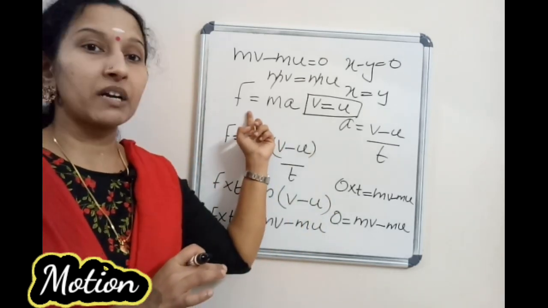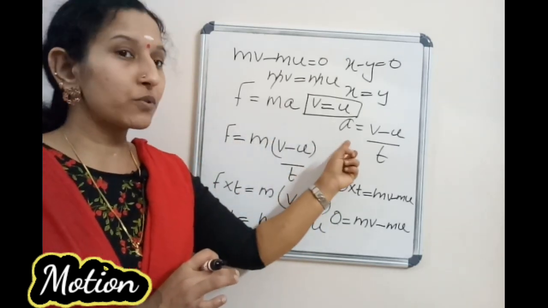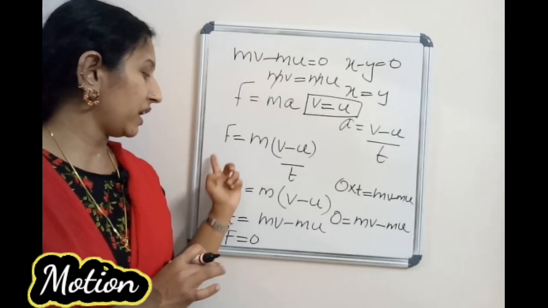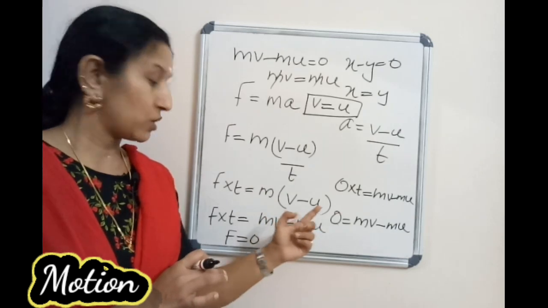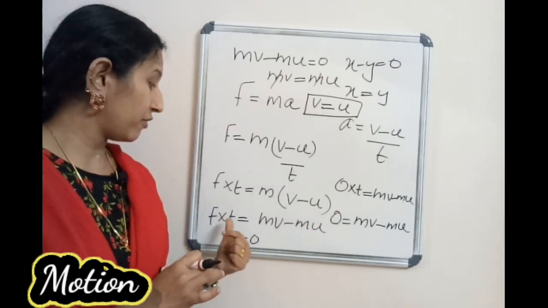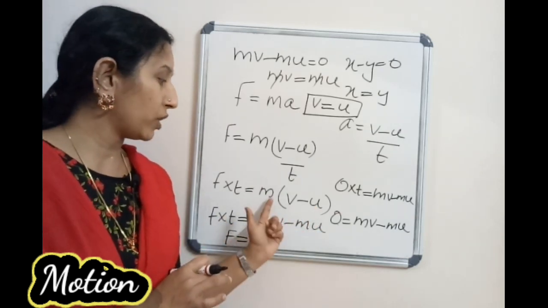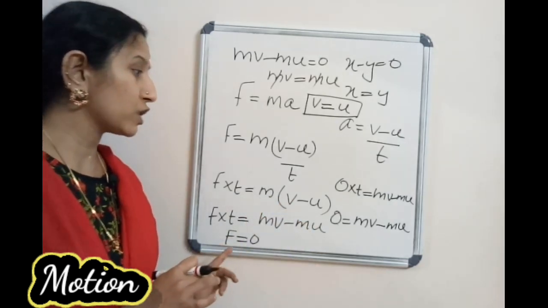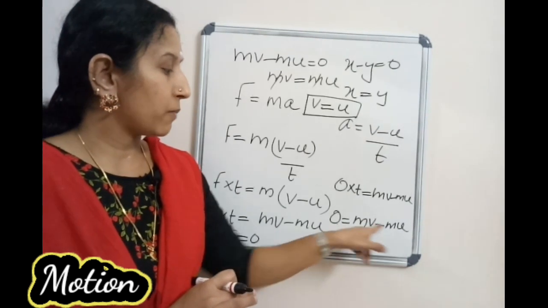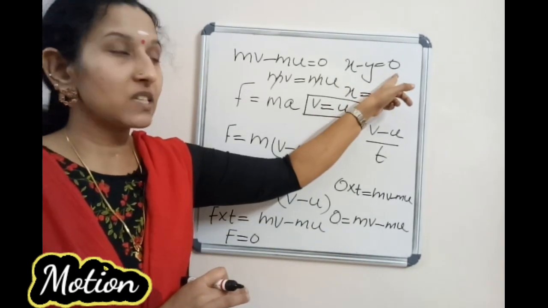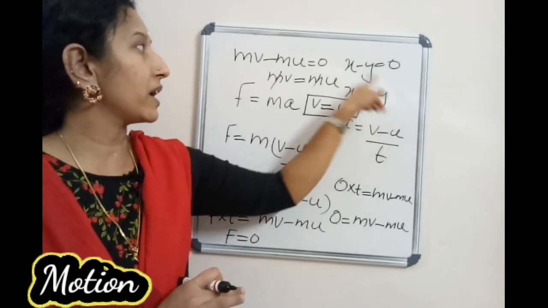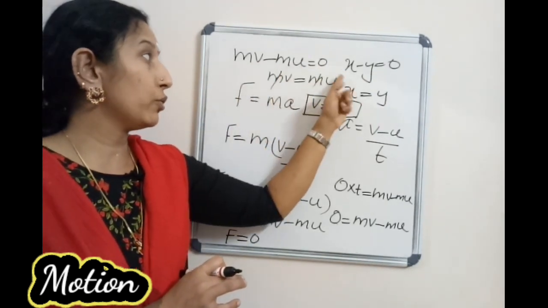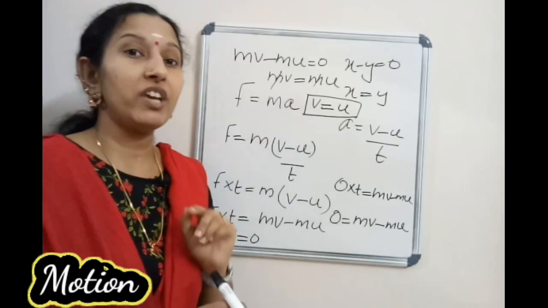We started from here. F equal to ma, then substitute a equal to (v minus u) by t, then cross multiply: F into t equal to m into (v minus u). Expanding the bracket, F into t equal to mv minus mu, m into v is mv, m into u is mu. Then if F equal to 0, mv minus mu equal to 0. If x minus y equal to 0, x equal to y, just like mv minus mu equal to 0 means mv equal to mu. Cancel m, we get v equal to u.